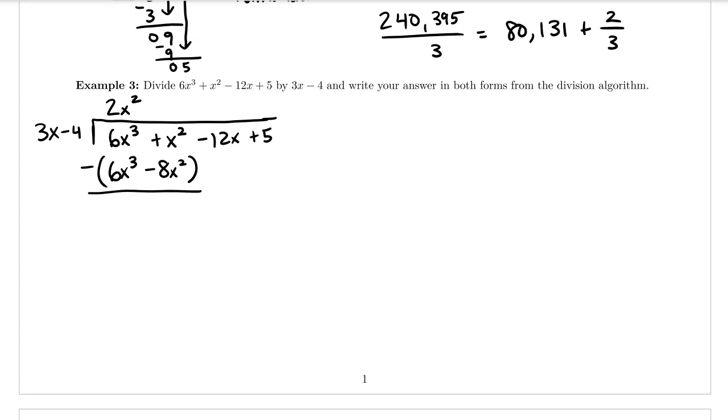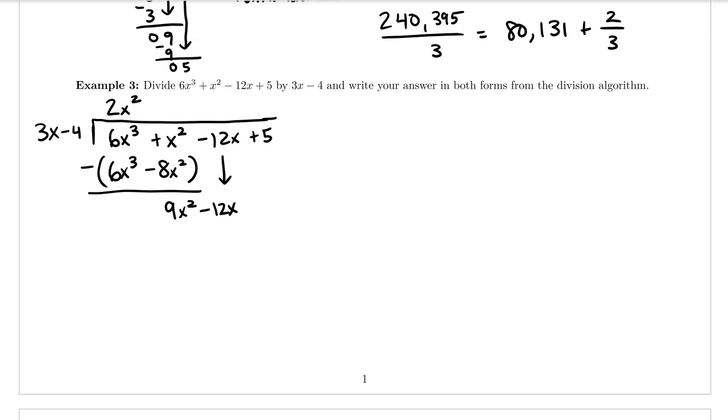And now I just subtract vertically. So I have 6x cubed minus 6x cubed. That gives me 0. Then I have x squared minus negative 8x squared, and that is going to give me positive 9x squared. Then I'm going to go ahead and drop this down. So I have minus 12x. I'm also going to just drop my 0.